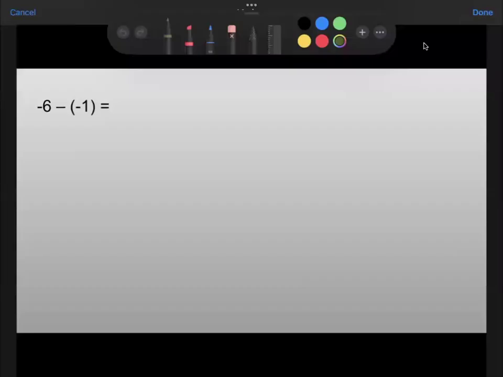Okay, here is our last example for today's video. Again, we're going to be using keep, change, change to subtract those integers. I'm going to go ahead and rewrite and keep that first integer at -6. I'm going to change this from subtraction to adding, and then I'm going to change the sign of the second integer. So that's going to go from being a -1 to a +1.